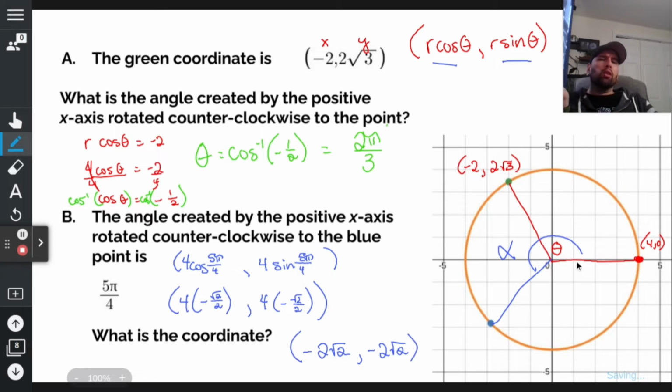And that kind of looks right. First of all, 5 pi over 4 is right in between pi and 3 pi over 2. So it makes sense that if it's exactly in between, we're going to have the same exact number twice. It makes sense that they're both negative because we're in quadrant 3. It all fits. That's how you do it.